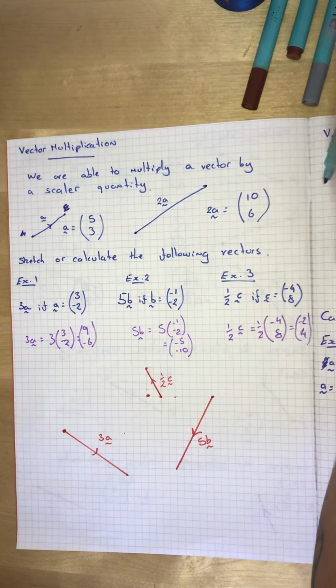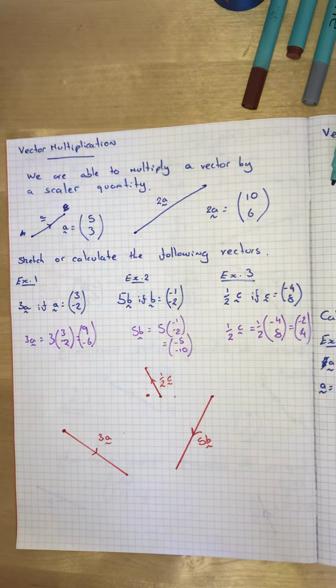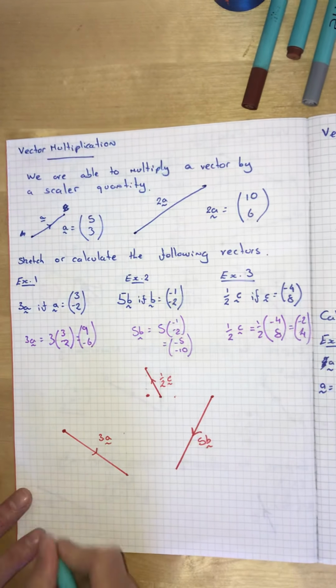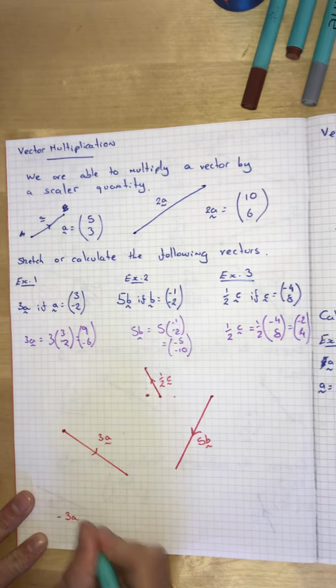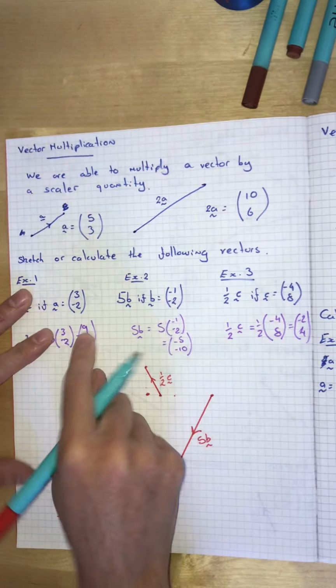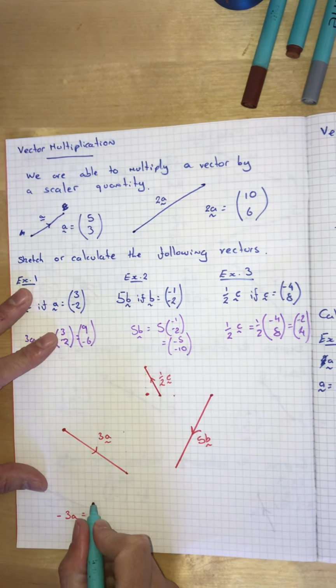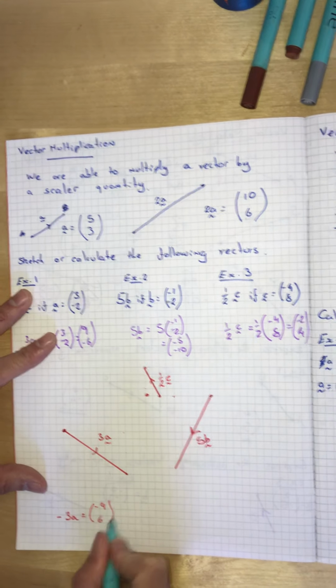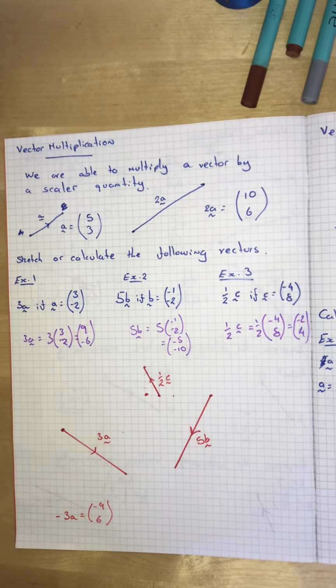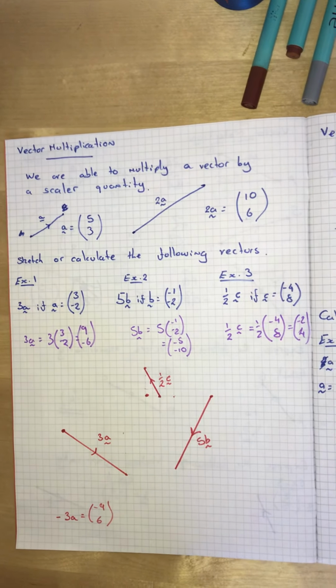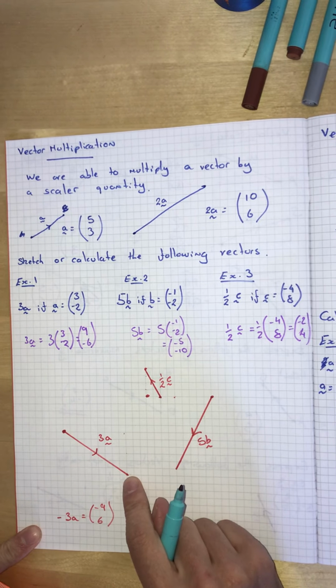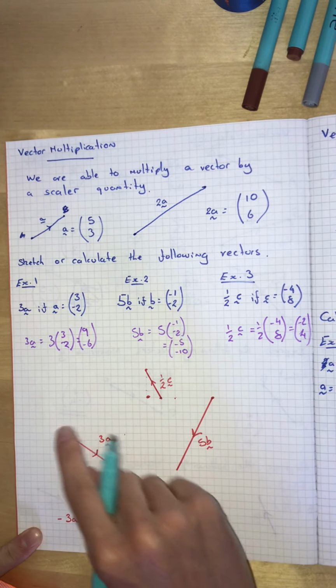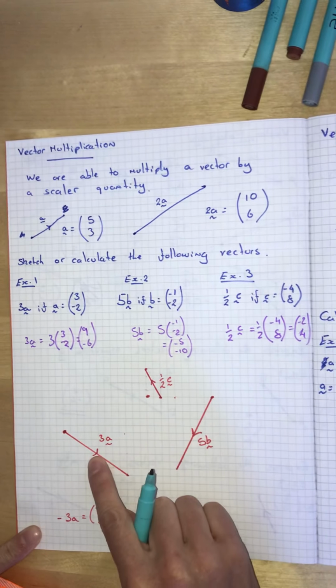Just as an extra, what have I said? I want the vector negative 3a. Well, what's going to happen to this? It's going to be negative 9, positive 6. And so then if I was to sketch that, it's actually going to look pretty much exactly the same. However, it's going to be the same size, it's just the direction is going to be facing the other way.